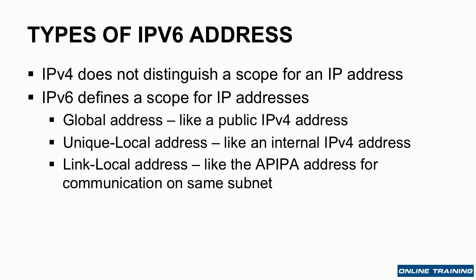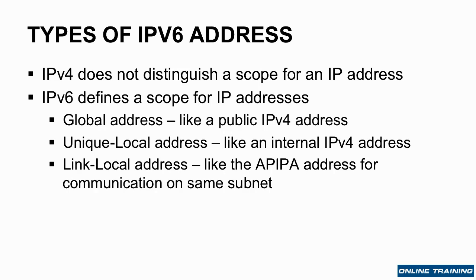It could have been an automatically assigned 169.254, but it was still just a single IP address. IPv6 actually changes this. IPv6 defines a scope for IP addresses. There is a global address. This is the same as a public IPv4 address. There is a unique local address. This is like an internal IPv4 address, i.e. I pick that range, but it's not routable on the public internet.